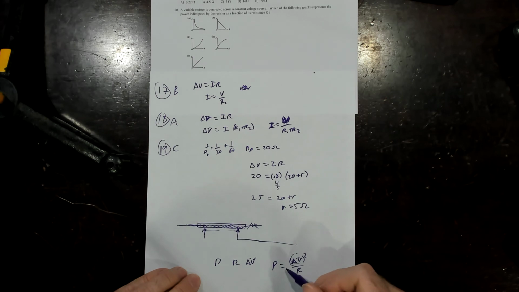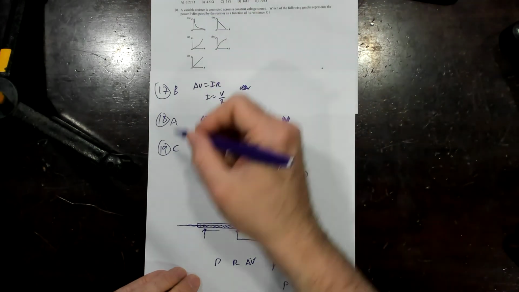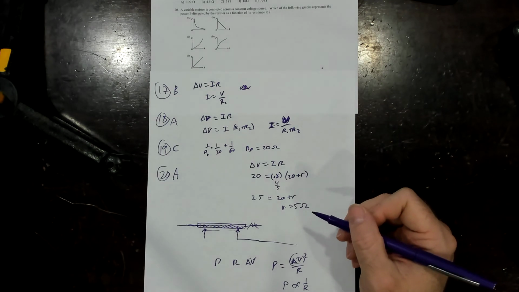Hey, this is just an inverse. P is proportional to 1 over the resistance. And so the 1 over R graph, this is the one. So we want graph A. And that's the multiple choice.